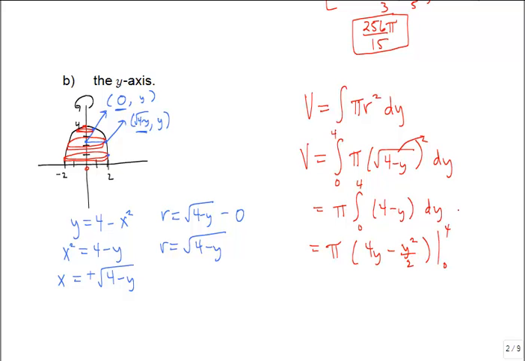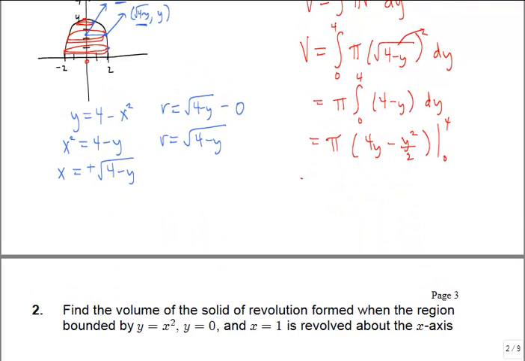And now if I plug in my bounds, 4 times 4 is 16. 4 squared is 16 divided by 2, which is 8. And then I'm going to plug in 0, which is going to make both of these become 0. 16 minus 8 is 8, so this becomes 8 pi.